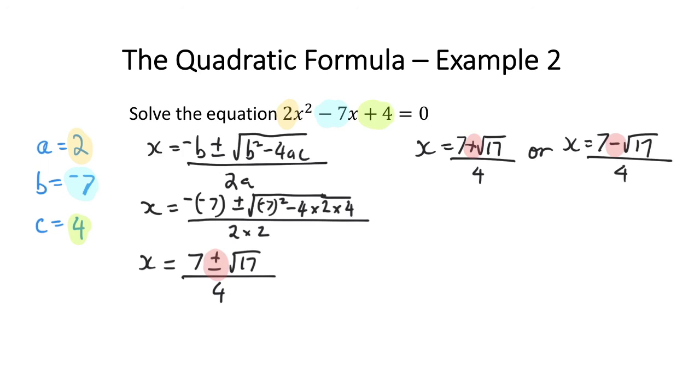Using a calculator to finish off my calculations, x is going to equal either 2.78 or x is going to equal 0.72. So the two solutions to the equation 2x squared minus 7x plus 4 is equal to 0 are x is equal to 2.78 or x is equal to 0.72. That's an example of how we can use the quadratic formula to solve a quadratic equation.